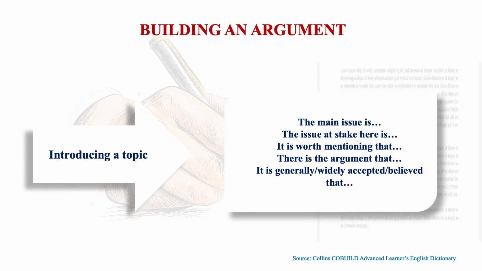You can start again with transitional devices, or make use of phrases such as, the main issue is this. That means you're talking about a particular issue. Or, the issue at stake here is this, or it is worth mentioning that, or there is the argument that, or it is generally or widely accepted. That means you are concentrating on a particular topic, so you can see you're building an argument.